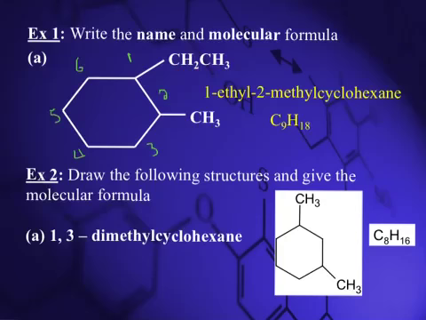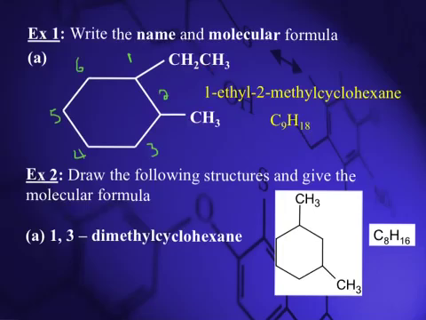So at the end, the full name of the compound is 1-ethyl, because the ethyl group is at position 1, 2-methyl, the methyl group at position 2, cyclohexane. This is a 6-carbon compound, so we call it a cyclohexane. And the full formula for this is C9H18.